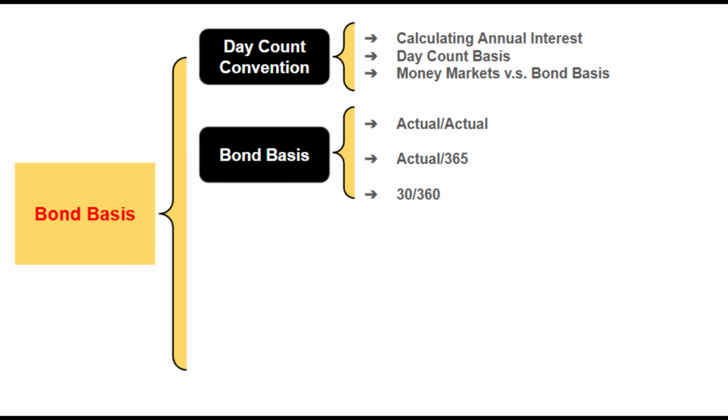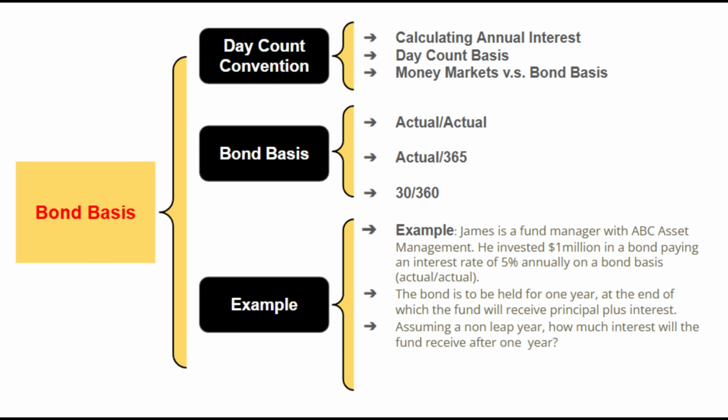Let's look at an example. James is a fund manager with ABC Asset Management. Recently, he invested $1 million in a bond, paying an interest rate of 5% annually on a bond basis, which is actual over actual. The bond is to be held for 1 year, at the end of which the fund will receive the principal plus the interest.